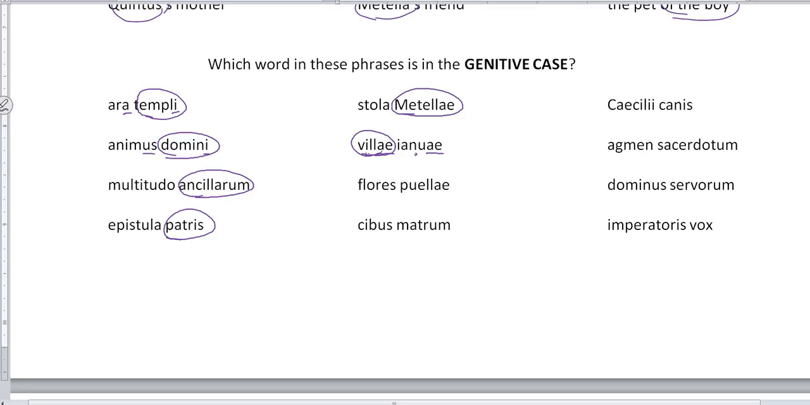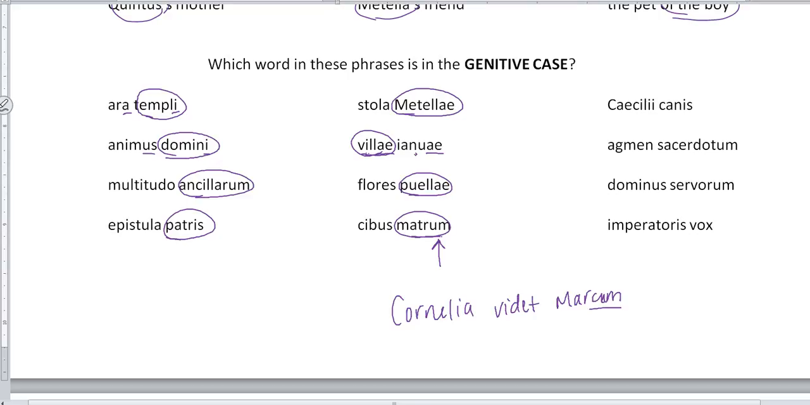All right, flores puellae. Puellae is genitive. Cibus matrum. Matrum is genitive. This one is tricky. Watch out for third declension genitive plural. You may remember from your noun charts that third declension genitive plural is -um. That is going to look a lot like a second declension accusative, right? Like say we said Cornelia sees Marcus. Marcum. That looks a lot like that, but third declension is genitive plural. So watch out for those third declension nouns. They'll always try to throw you.